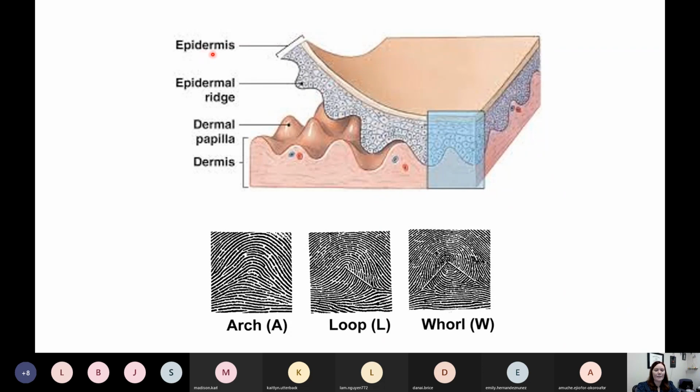If we're losing the epidermis all the time, why doesn't my fingerprint get lost with it? Any ideas?